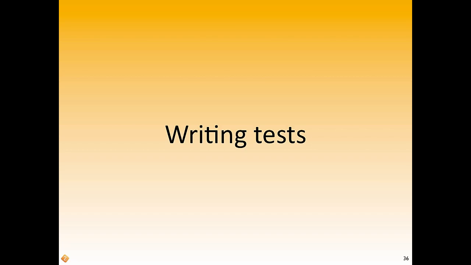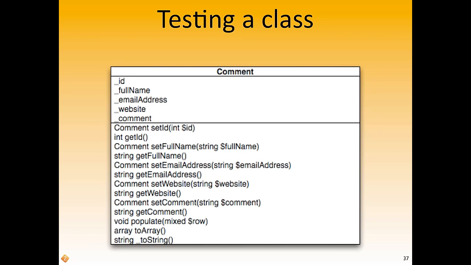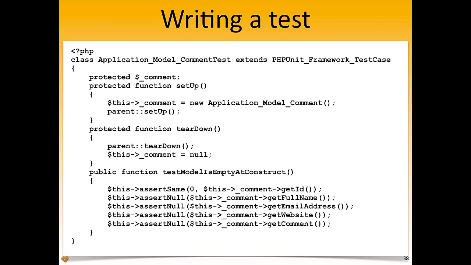So writing tests is the next thing that you need to do. Consider a class comment. So you have an ID, full name, email address, website, and a comment. Well, you know the drill. Writing a test is very simple. You have an application model, in this case, comment test. So I try to use the same naming convention for my test as I would do for my classes. So I immediately see, oh, this test is for this particular class. You can also use application one test, application two test, and so on. But you only make life a whole lot more difficult for yourself and for others.